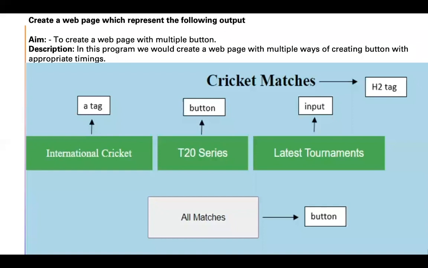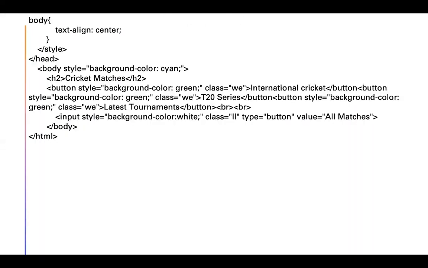First, we look up the question. This is the question we have to create. At first, we create h2 tag for heading, and we use button tag for creating the button, and we use inline styling method to style the button with a background color. For that, we will be typing the attributes inside the button tag.